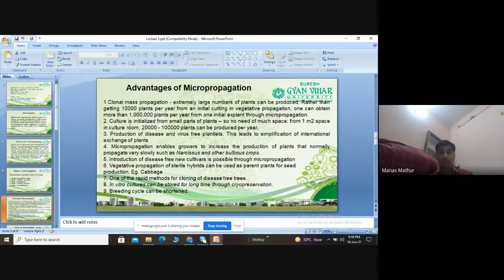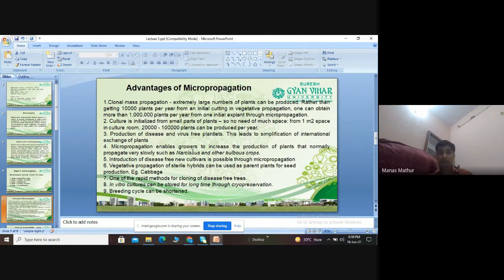After that, culture is initiated from small parts of plants, so there is no need of much space. From 1 square meter of space in the culture room, 20,000 to 1 lakh plants can be produced per year. Third advantage, we can produce plants which are free from any disease and free from any virus. We can also do international exchange of plants throughout the country or out of the country.